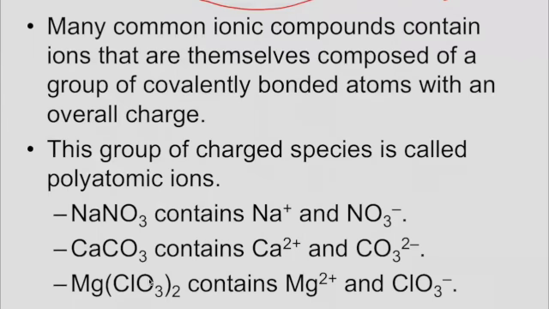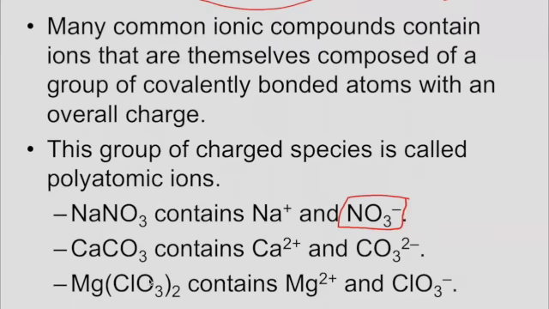Polyatomic, poly means many. So this is going to be a group of atoms. They like to exist together and they like to carry a charge. So for example, nitrate. This is a polyatomic ion. It likes to exist in those ratios and it likes to carry a negative charge.